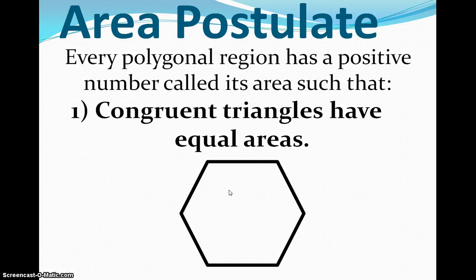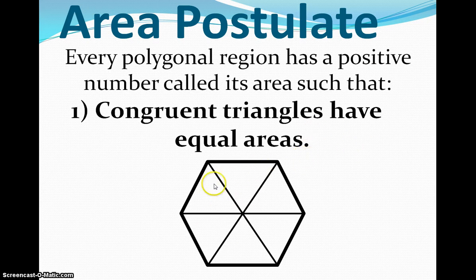So the first one is congruent triangles have equal areas, meaning if I take this polygon and split it up, and all these triangles are congruent to each other, then I can also say that they have equal area.